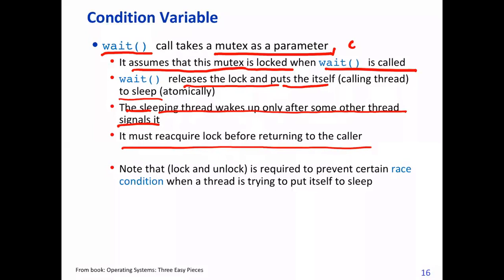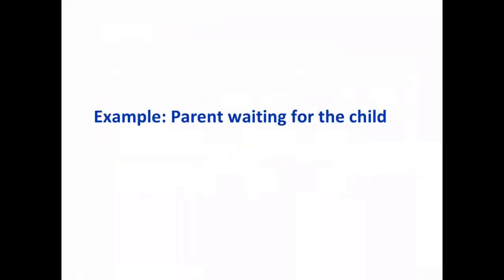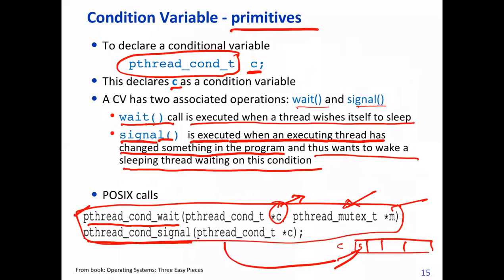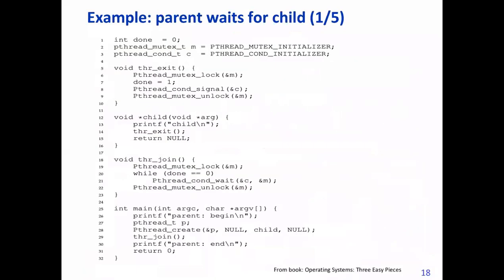Now lock and unlock are required to avoid certain race conditions when a thread is trying to put itself to sleep. So let's look at the example and then it will become clear. Basically there are two operations, wait and signal. When a thread executes wait, it will put itself to sleep, and it is woken up only when some other thread signals it to wake up. Wait and signal operations are executed with the help of a mutex to avoid race conditions. So let's look at this example.